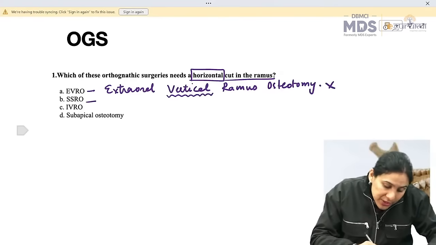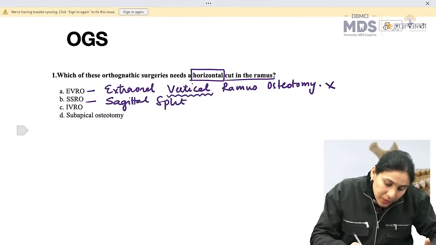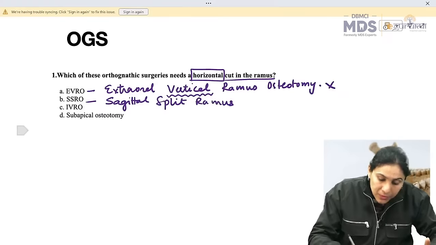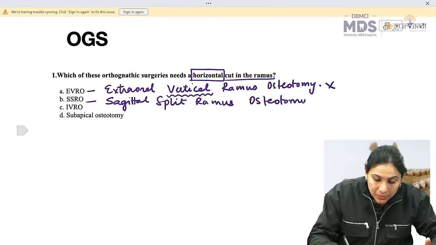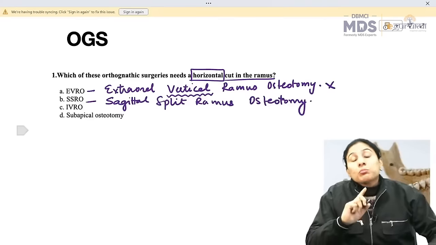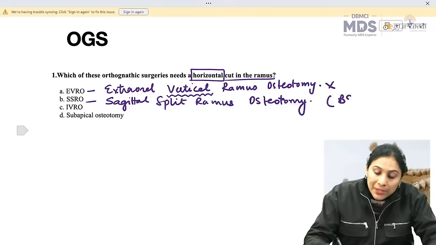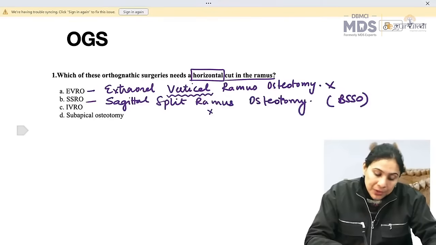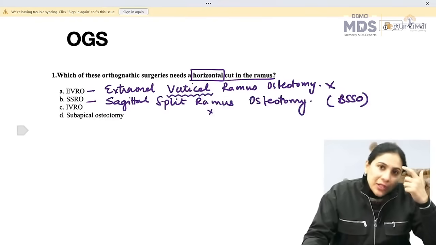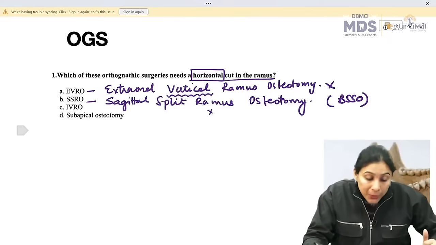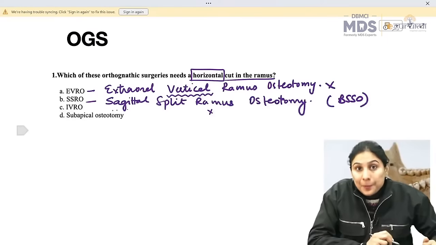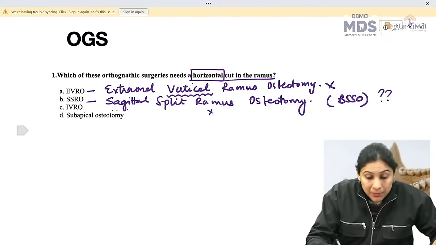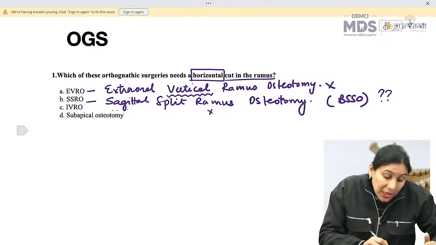SSRO suggests sagittal split ramus osteotomy. When you do it on both sides of the ramus, you call it BSSO, that is bilateral sagittal split osteotomy. In that, we skip the word ramus, but it is understood that it's a sagittal split ramus osteotomy. Now, the name is sagittal, but does a sagittal cut need a horizontal cut? Maybe. Let's rule out the other options.